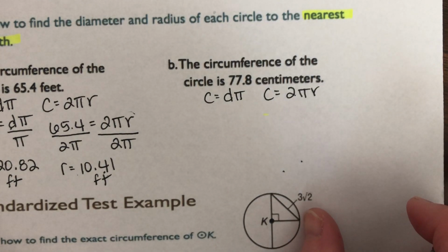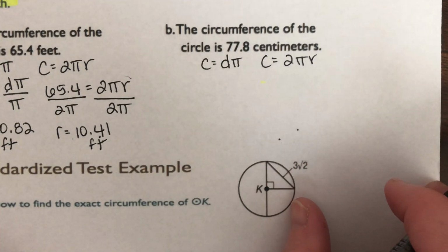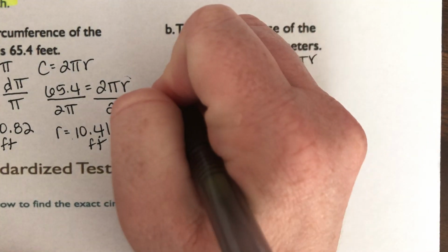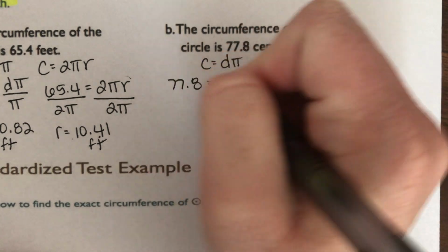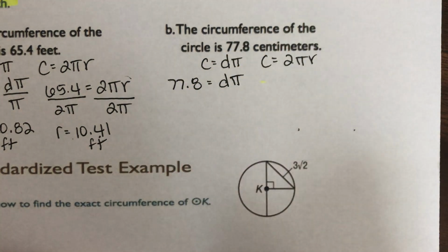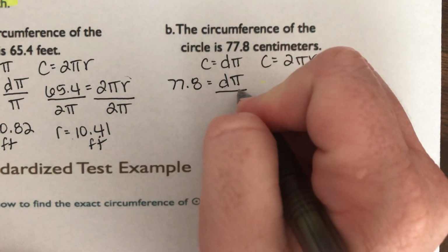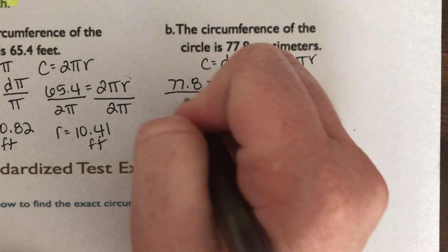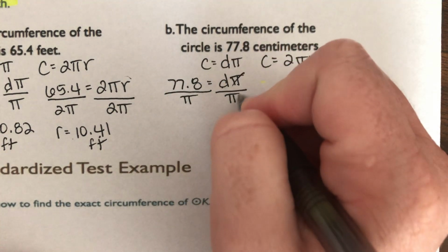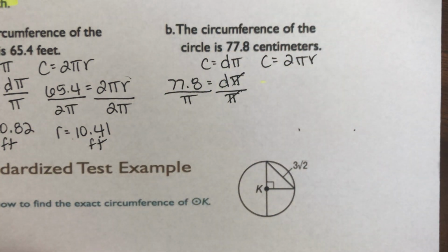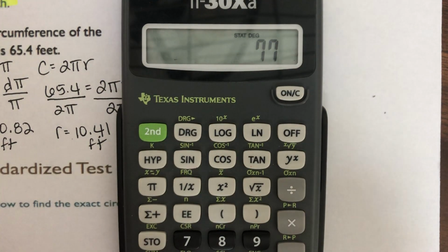A circle has a circumference of 77.8 centimeters. So 77.8 equals diameter times pi. I'm looking for the diameter, so I've got to get rid of this times pi. So I divide both sides by pi, and those cancel. 77.8 divided by pi.